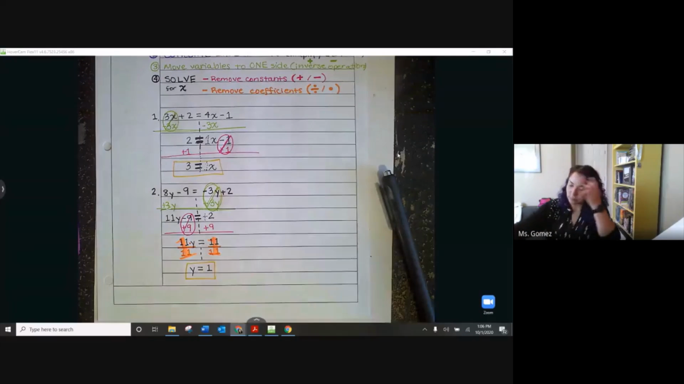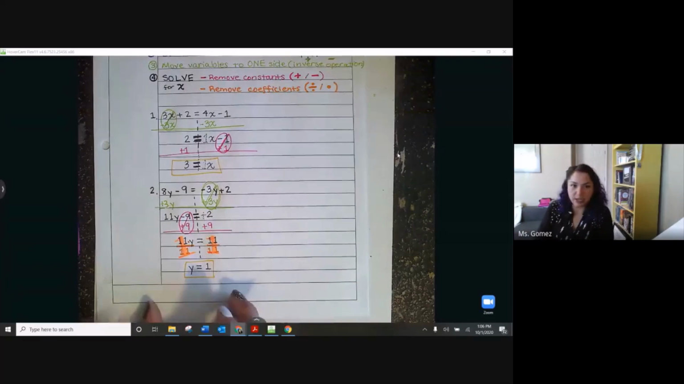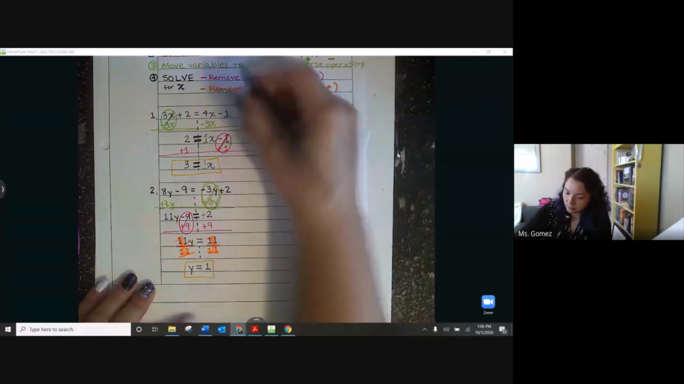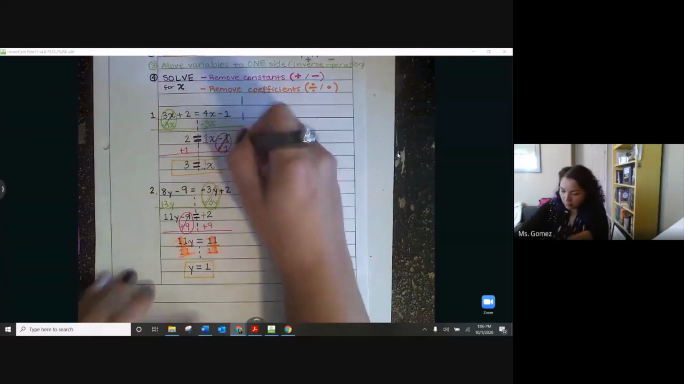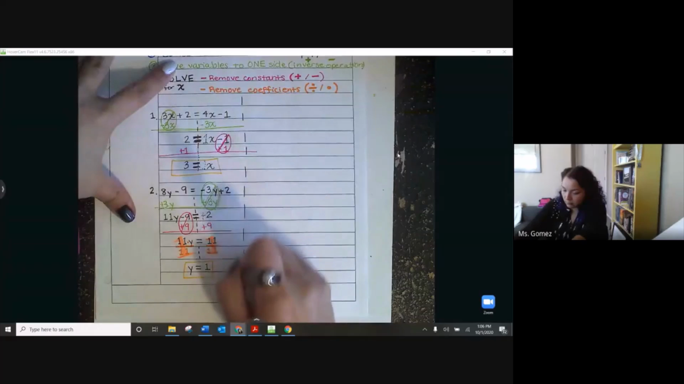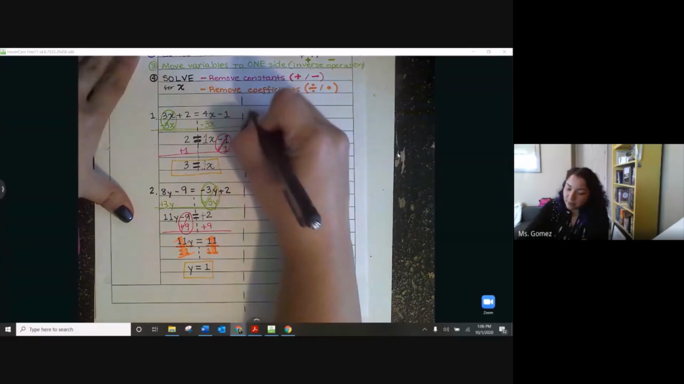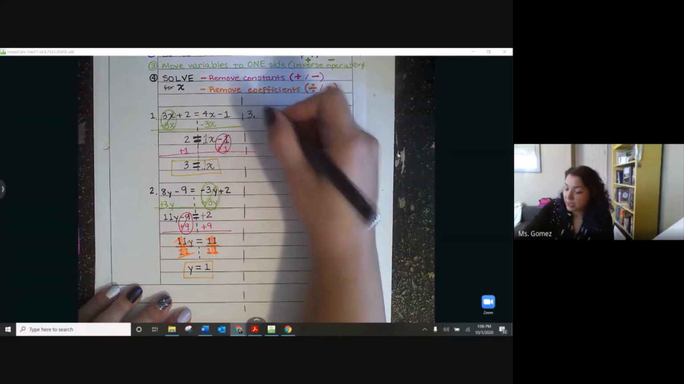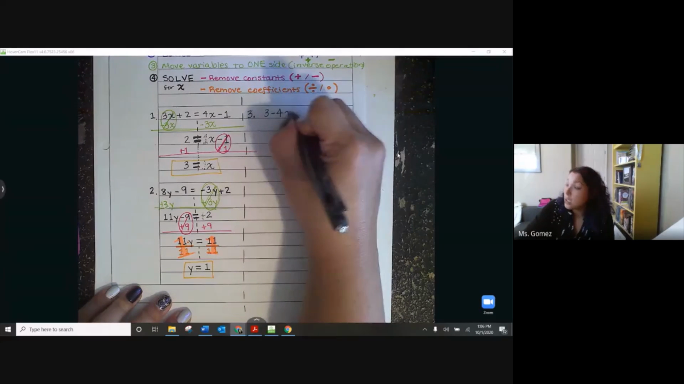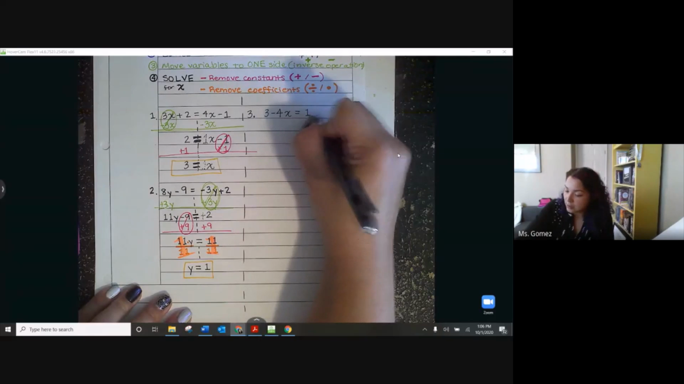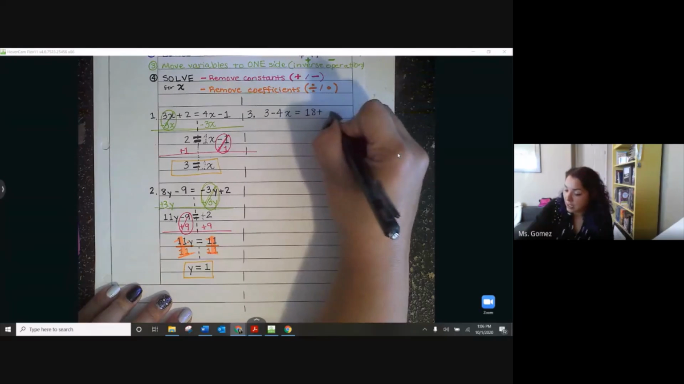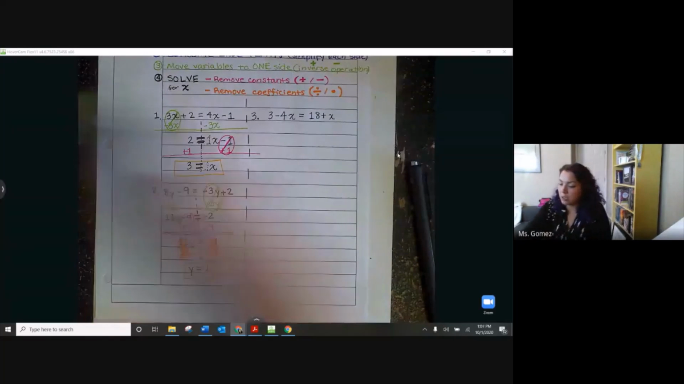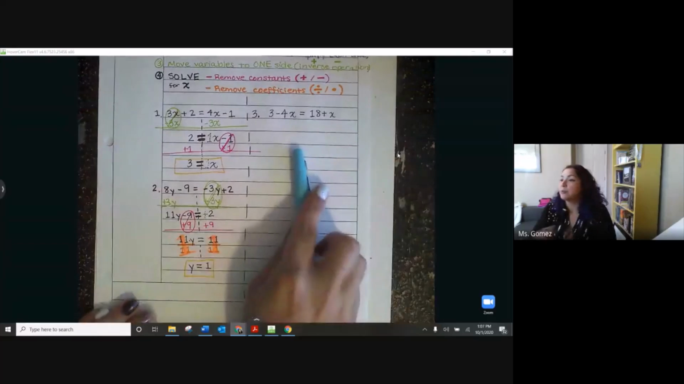Okay. I was hoping to fit another equation down here, but I can't, so I'm going to fit it over here. All right, example 3. That says 3 minus 4x is equal to 18 plus x. Okay, so I'm going to try and move through this a little bit quicker. Distribute, yes or no?